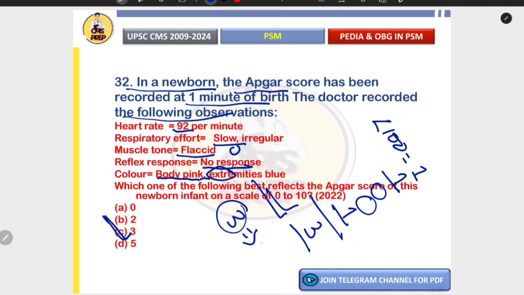A value of 3 indicates there is severe depression and the baby needs immediate support. So that is why the Apgar score is calculated.